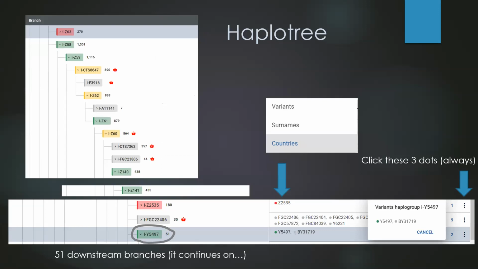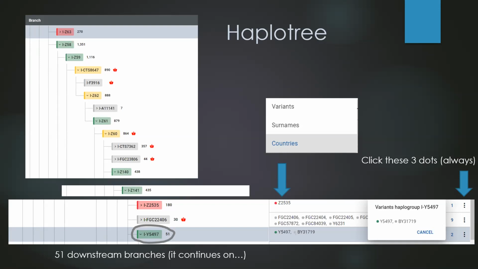So you can see that the IZ63 at the top is where I started. If you keep going, the IZ40, that's at the bottom of the first screenshot, is the project that he's placed in, but his group is further down the tree in the IY5497. So I've kind of broken up the chart a little bit so that you can see how deep it can go. It can go really far.